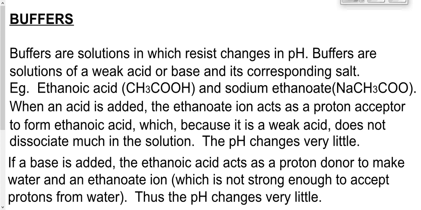We make a buffer by mixing a weak acid or base with its corresponding salt. So I'm going to use the example of ethanoic acid, which is a weak acid, which means very little of it separates into ions in water. And the salt we're going to use is sodium ethanoate. We know that ethanoate ion is present in both. It's a common ion. And sodium ethanoate is a salt, so that would be very soluble in water.